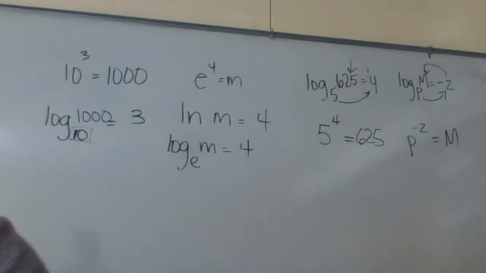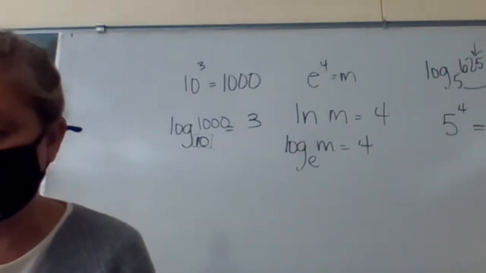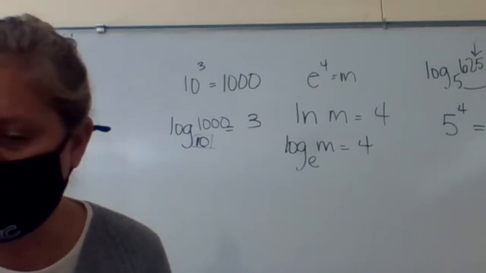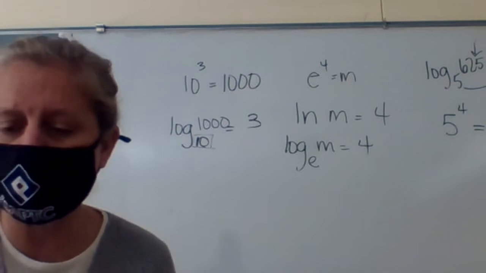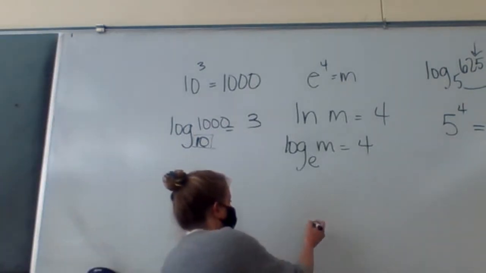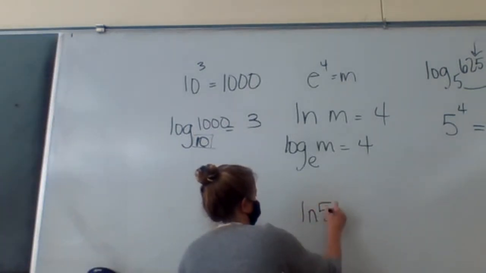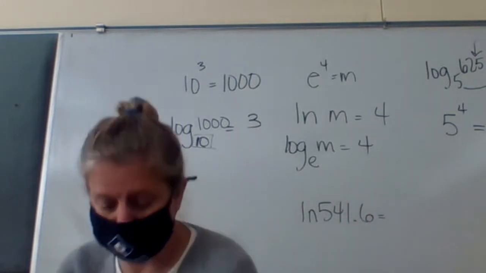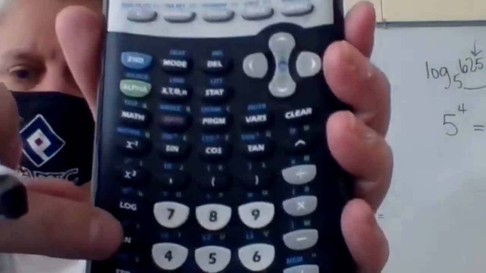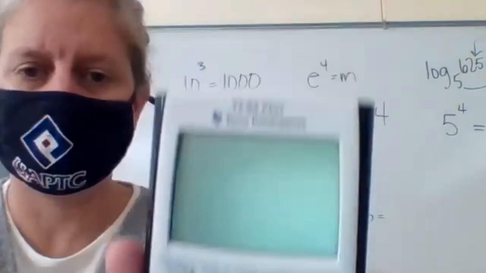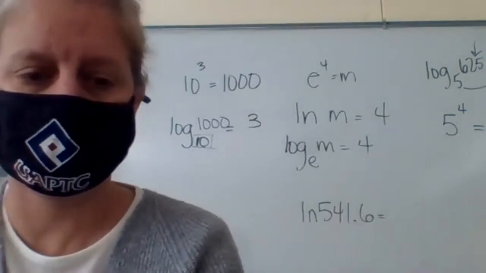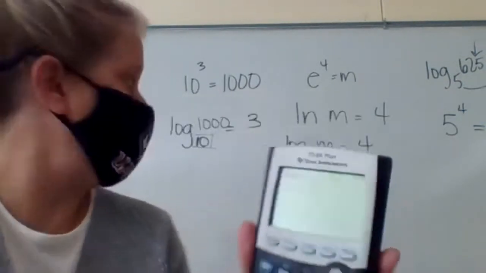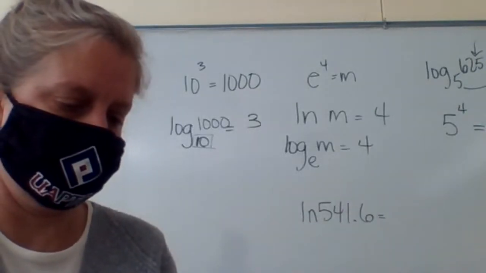All right, number 14 is a calculator problem. It says use a calculator to find the natural log, base e. So it says ln of 541.6. So it just wants you to punch that in your calculator. You have an ln button right next to the 4. And then type in 541.6.